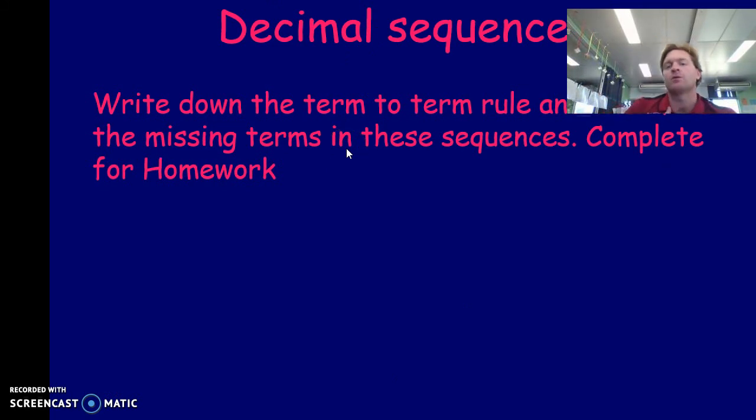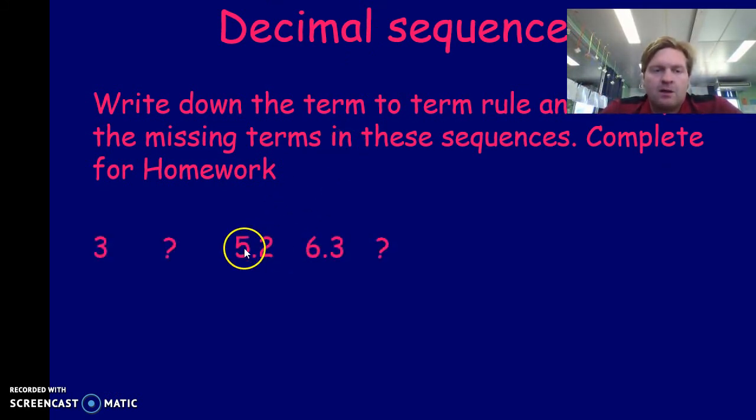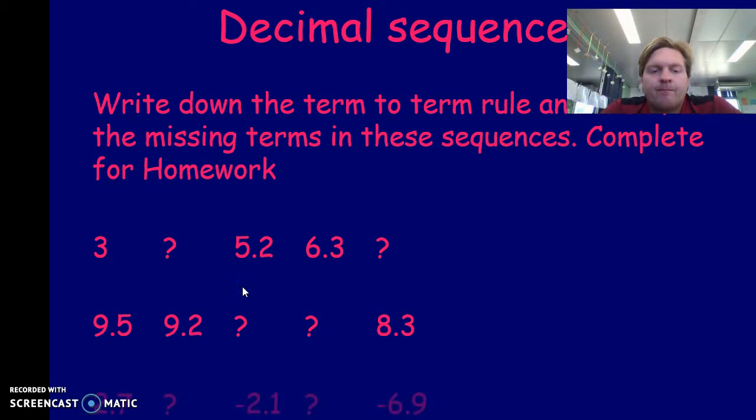Last little activity that I want you to complete for homework today, looking at decimal numbers.